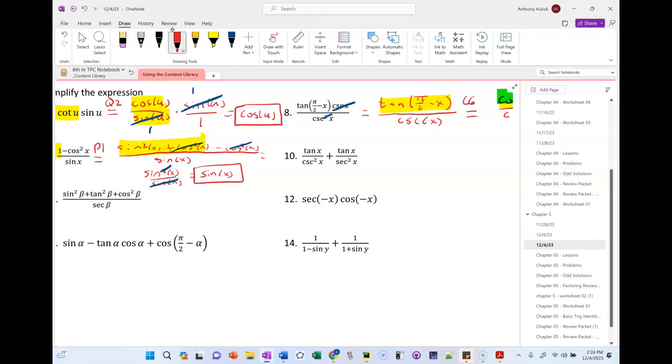I would not do an identity here first. Would you add the tangents first? We can't add the tangents because you don't have a common denominator.